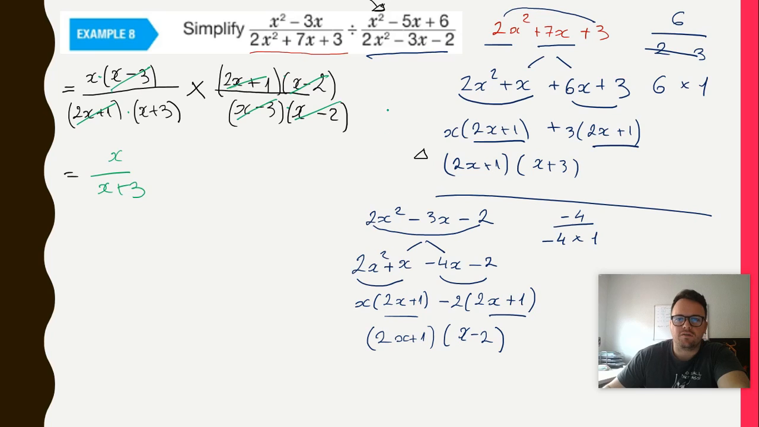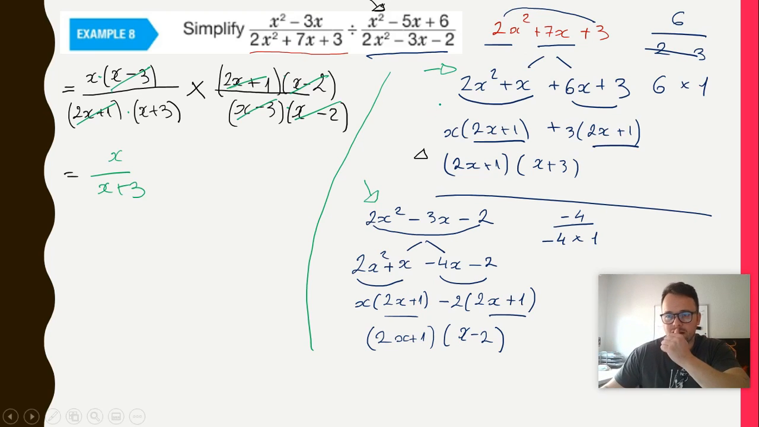I hope this was clear. If you struggle understanding this part here, the factorization of the quadratic expressions, then you need to read back and revise your quadratics. Okay.